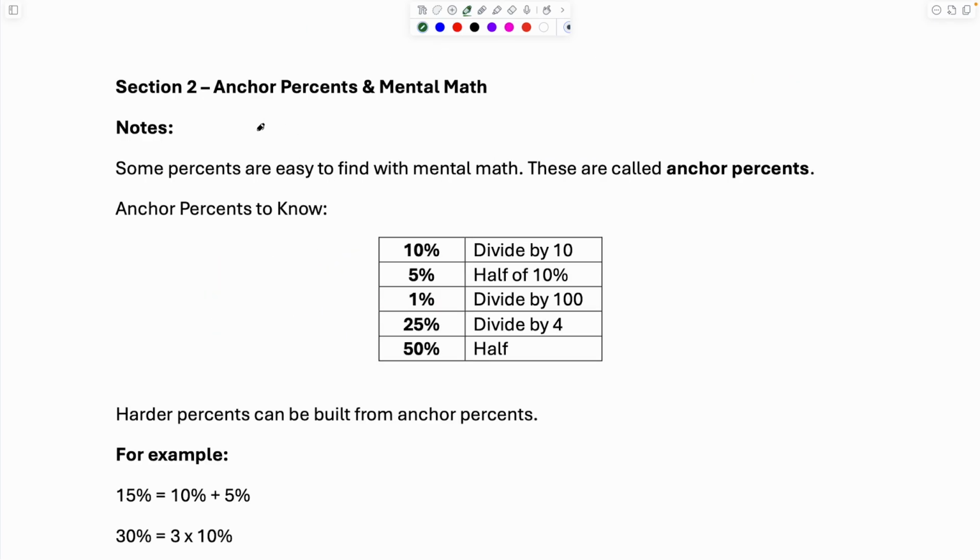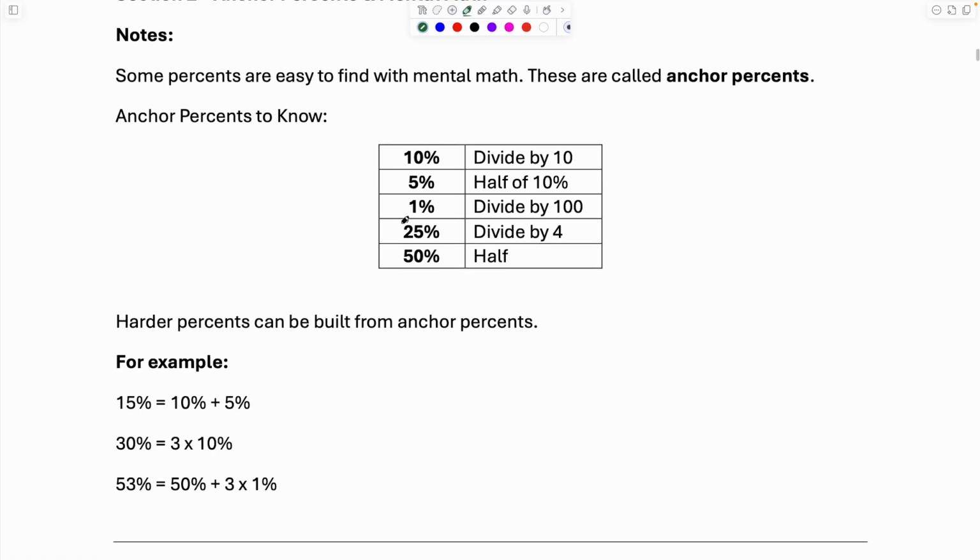In section 2, we're going to work with anchor percents and mental math. For the notes here, some percents are easy to find with mental math, and these are called anchor percents. And here are some anchor percents that you should know. So when you have to find, let's say, 10% of a number, you could just divide that number by 10. And here are some other shortcuts that you could use. And here's just a few examples of how the anchor percents work.